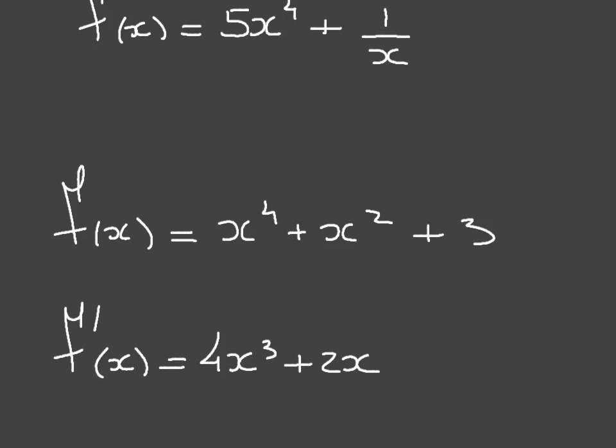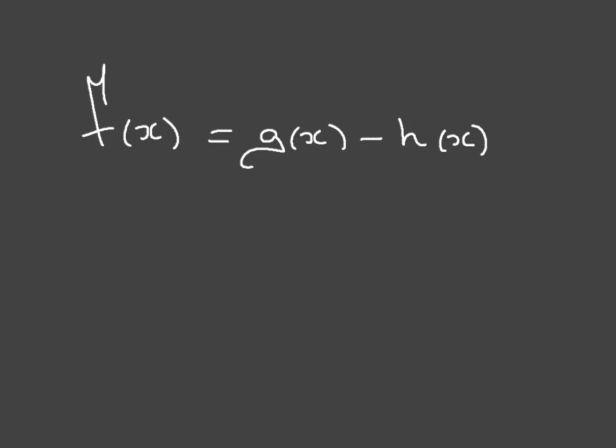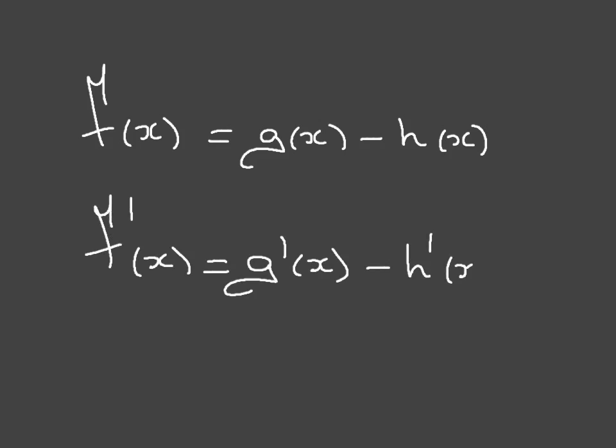Now let's see how we differentiate the difference of two functions. Let's say we're given a function f of x, which is equal to a function g of x minus some other function h of x. Then in this case, the same rule is going to apply. We're going to differentiate each of those two functions on the right-hand side the usual way, and this will lead us to the derivative f dash of x is equal to g dash of x minus h dash of x.